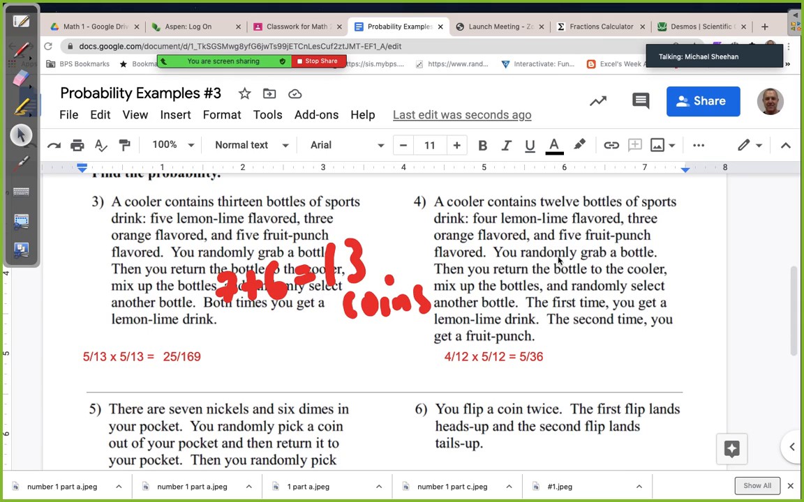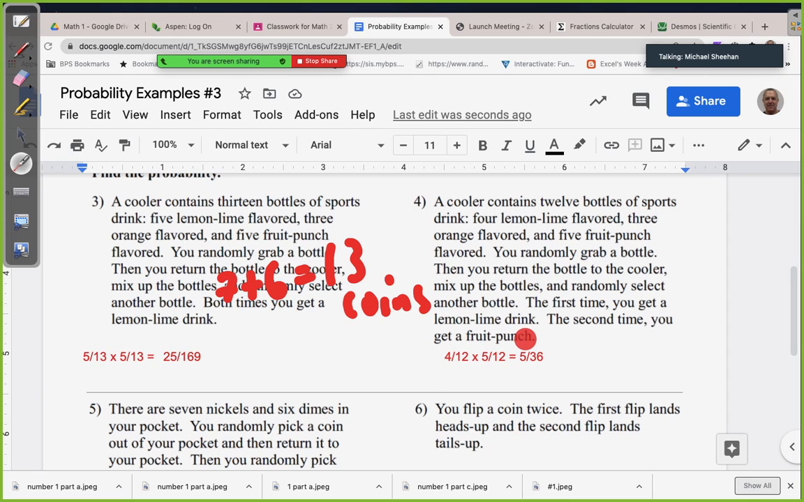All right. So I've got 12 drinks, right? I'm going to grab a bottle. Then I'm going to put it back and grab another bottle. The first time I want to get lemon lime, and the second time I want to get fruit punch. So there's 12 bottles, right? It tells me right here there's 12 bottles. I want to get lemon lime the first time. Well, there's 4 lemon lime. So 4 out of 12 is my probability of getting lemon lime the first time.